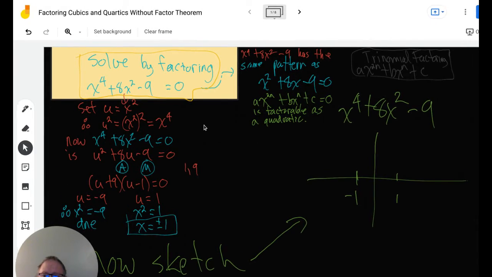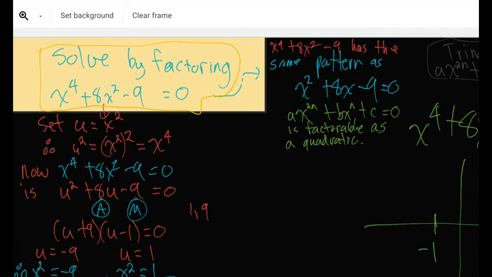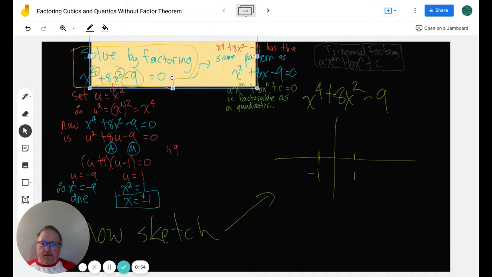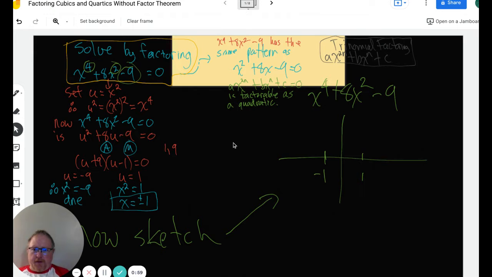So we're going to start with this example right here. X to the fourth plus 8x squared minus 9. And specifically, what you're going to notice here is that 4 there, 2 there, and then a constant term at the end. And how is that similar to this pattern here? So let's look at this.